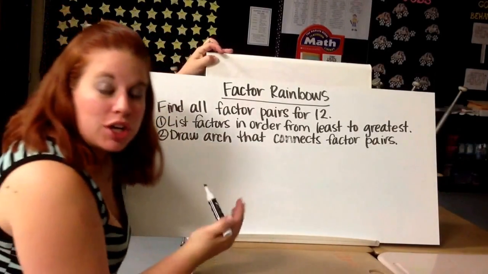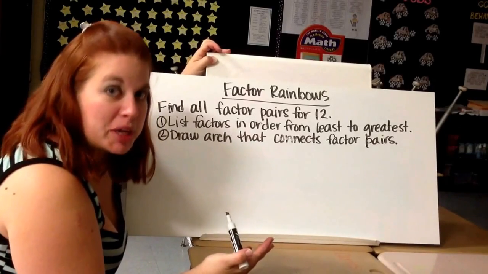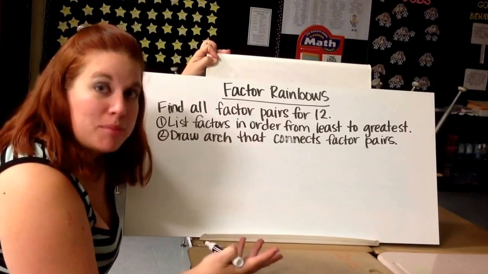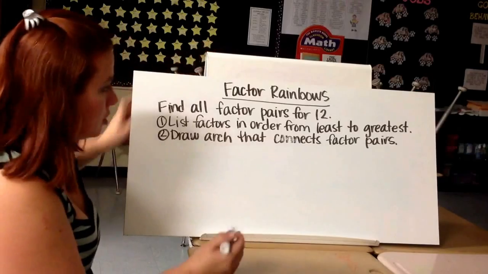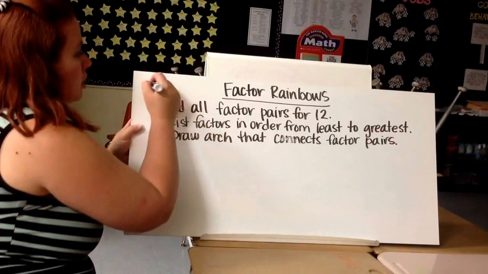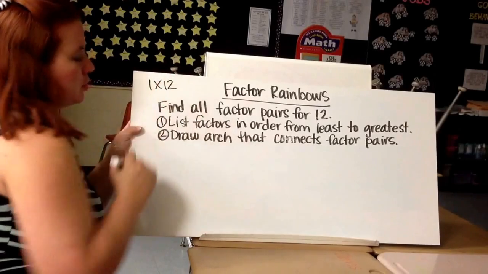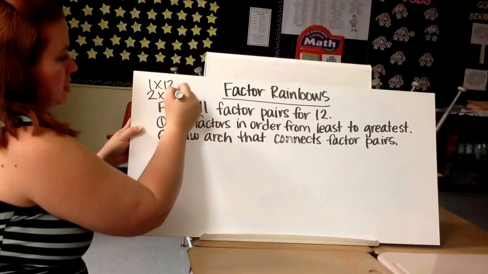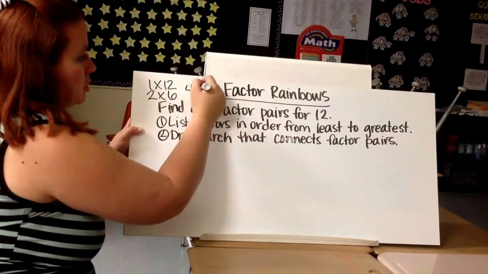Factor rainbows are another way we're going to learn how to do factor pairs, and this is by making a rainbow using your factors. So it says find all factor pairs for 12. So let's write those down. So we know 1 times 12 equals 12, 2 times 6 equals 12, and 4 times 3 equals 12.